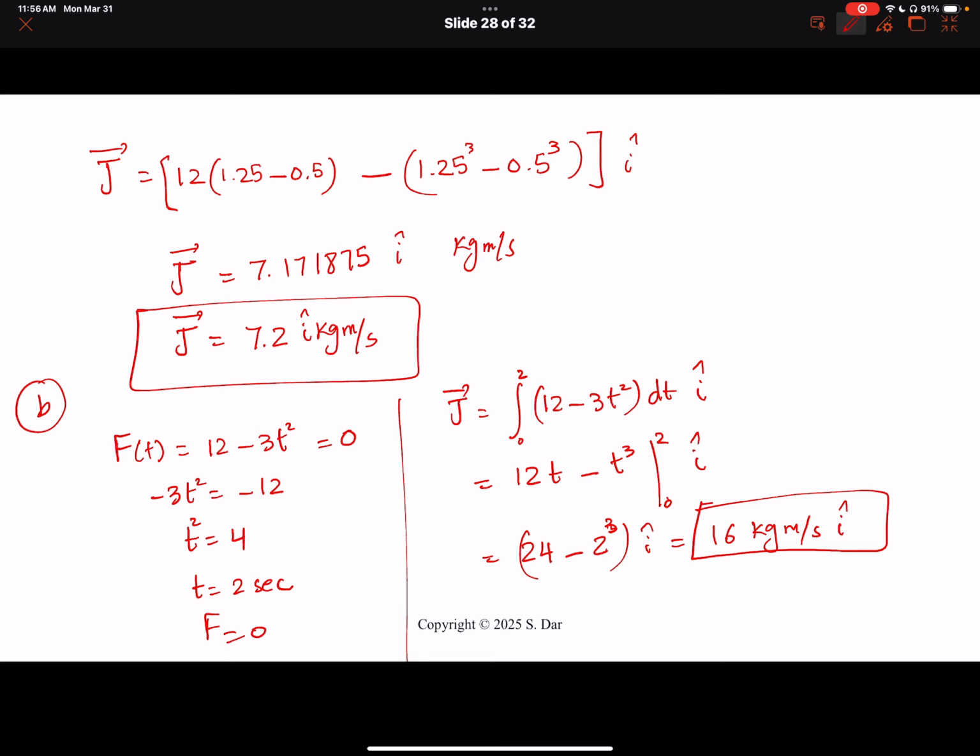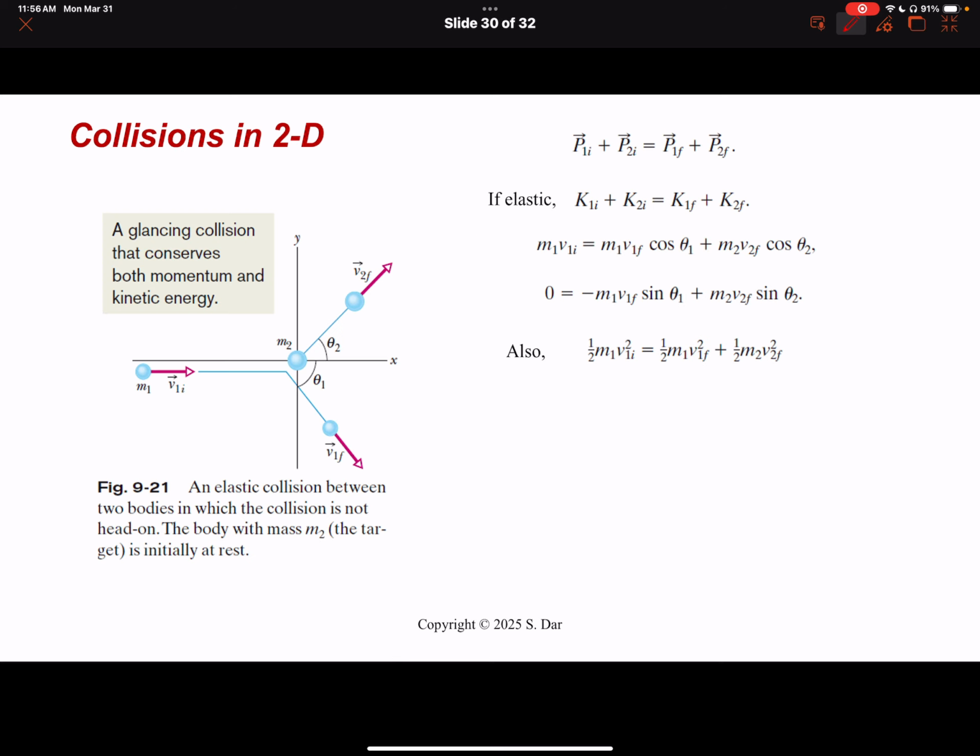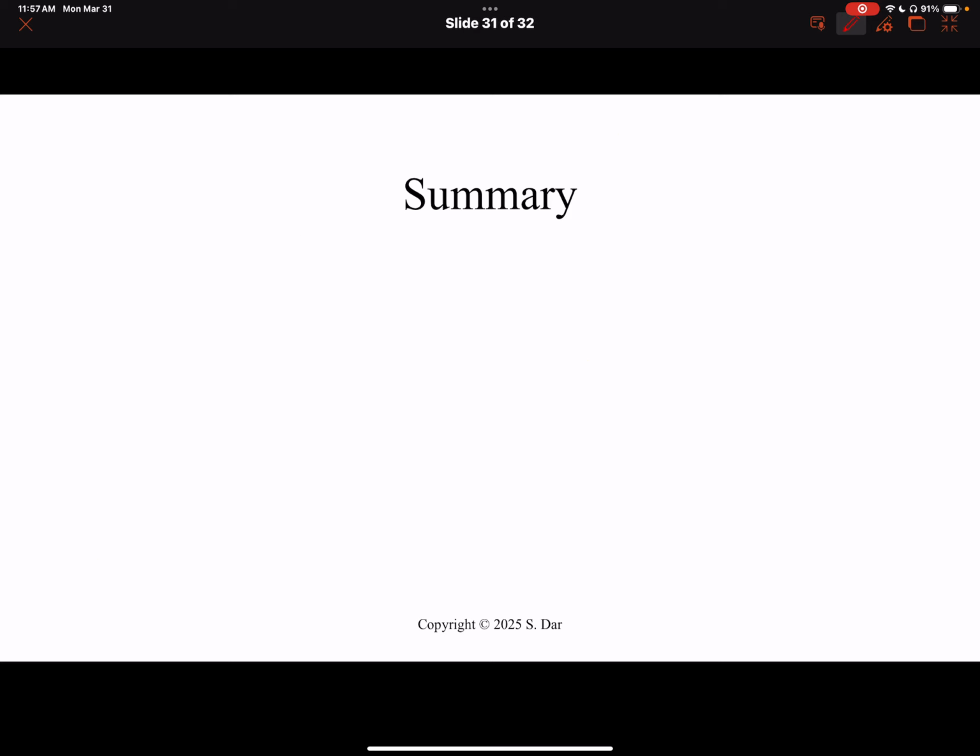Okay, so that's all about change in momentum. Collision in 2D is going to be very simple and straightforward. It's basically two one-dimensional collisions. All we expect is that if you know how to do one-dimensional collision, then a 2D collision is going to be two one-dimensional collisions. Just treat X and Y separately.